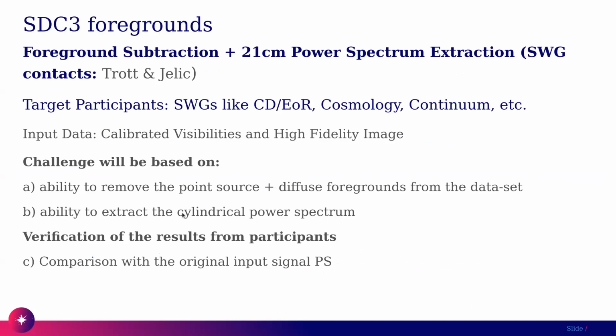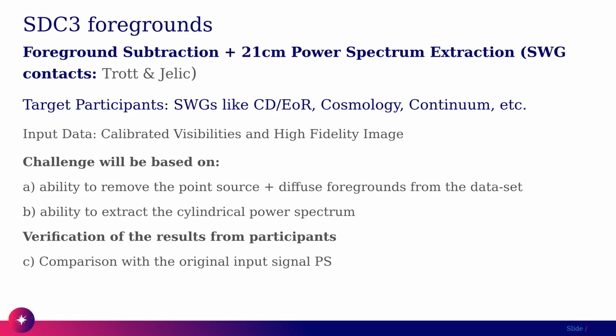And this is the data science working group that can participate in that data challenge: the Cosmic Dawn Epoch of Reionization Cosmology Science Working Group, and also the Continuum Science Working Group. These different groups are targeted so that people can join, and the data will be the visibility data and also the image. So both the Fourier space measurement and also the real space measurement will be there, because different algorithms work in different planes. The visibility is in the Fourier plane and the image is in the real sky plane. So they will provide the data in both frames.